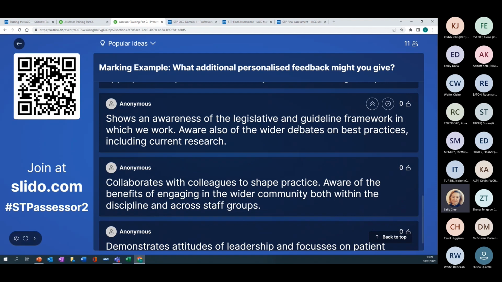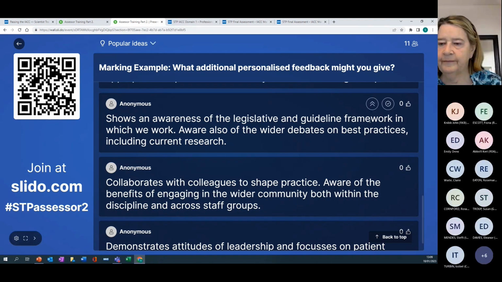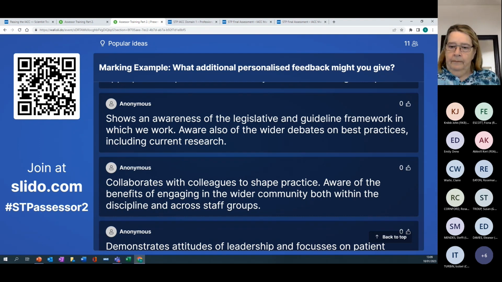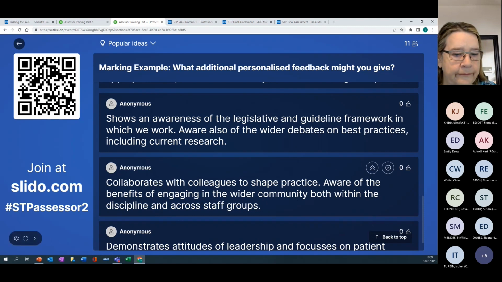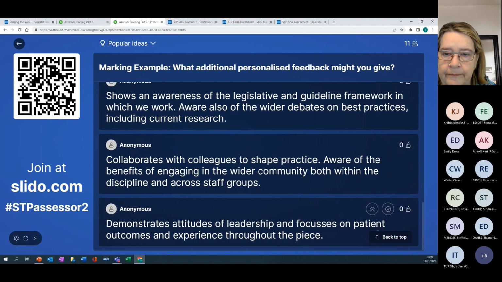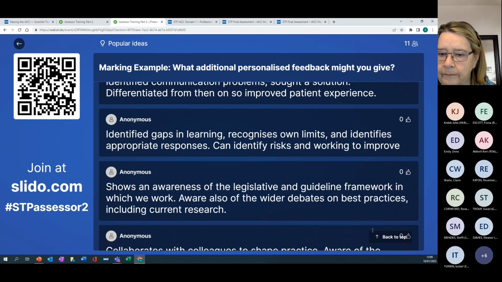Shows an awareness of the legislative and guideline framework in which we work. Aware also of the wider debates on best practices, including current research. Great. Collaboration with colleagues, yeah, to shape practice. Attitudes of leadership and focuses on patient outcomes and experience throughout the piece. Yeah, that's fun. Gaps in learning.